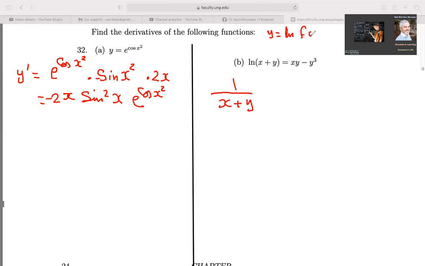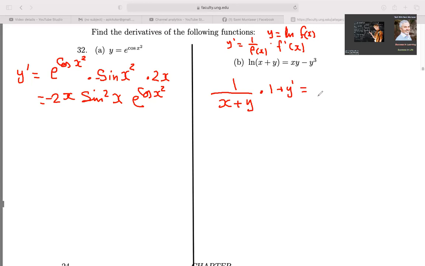because the derivative of ln of f of x, then y prime is 1 over f of x times f prime of x. So therefore now we've got to multiply by the derivative of this, because that's f of x right there. And it's going to be 1 plus the derivative of y, which is 1 times dy/dx, or y prime. We'll just use y prime.